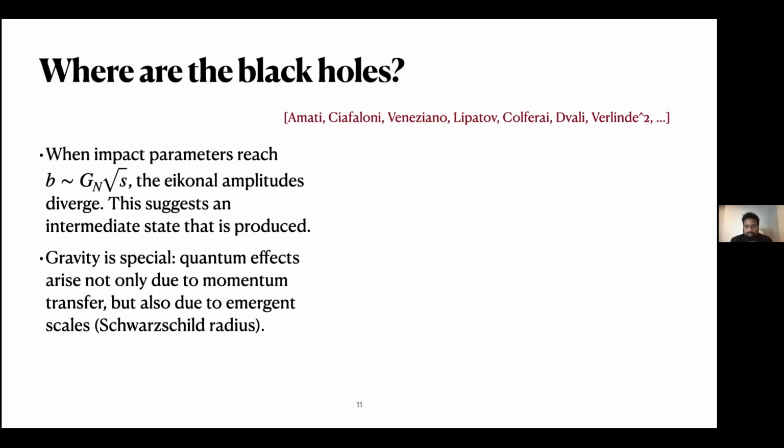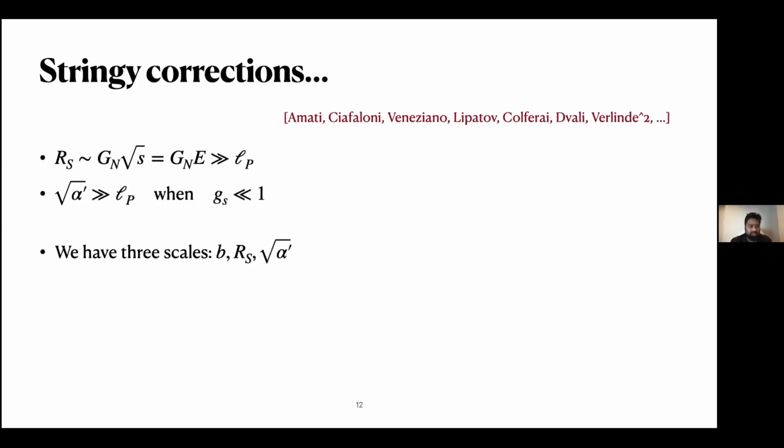Before we go to black holes, an interesting set of developments occurred after the eikonal amplitudes were studied, which was to consider stringy corrections to these amplitudes. So as I said, let's call the emergent scale G Newton times square root of S the Schwarzschild radius associated with the scattering problem. And if you include string theory, there are 3 length scales in the problem.